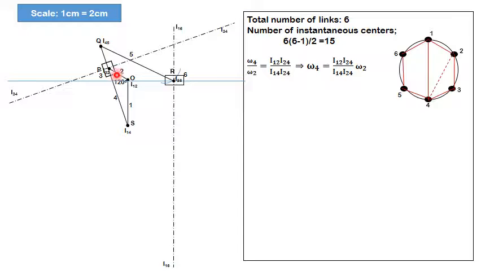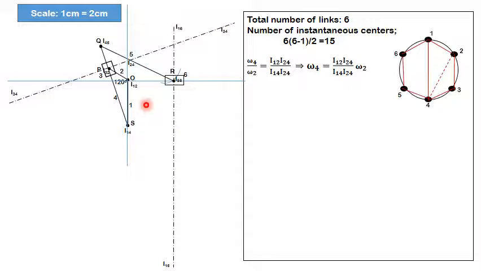So this is the line connecting I34 and I32. And I24 will lie on a line which is a point of intersection between these two lines, this line and this line. So I will extend this line a little further. I will get the point of intersection. So this point of intersection is the instantaneous center I24. So that's what I have marked. So this point of intersection is I24.